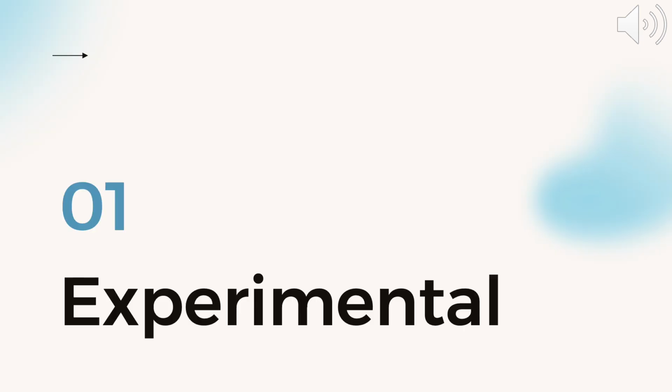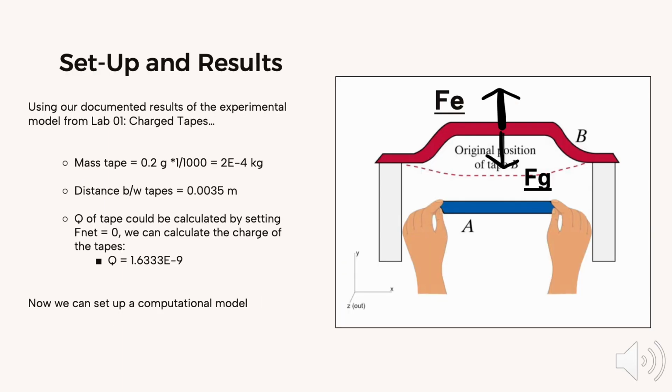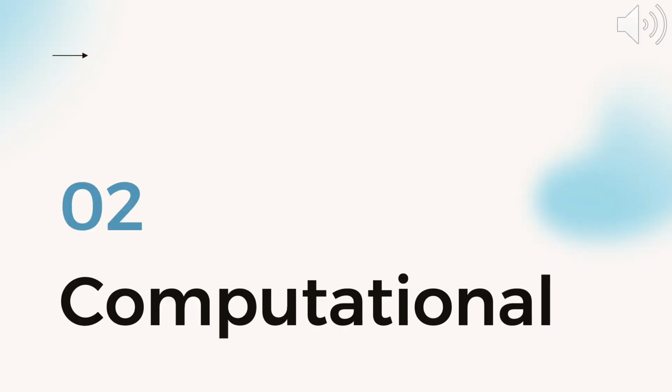First, let's look at our experimental model. Similarly to Lab 1, we set up the tapes as seen in the diagram on the right. Then, we calculate the mass of the tape, we measure the distance between the tapes, and we can use the free body diagram shown on the right to calculate the excess charge needed to float the tapes, which is 1.6 times 10 to the negative 9. Now we can set up a computational model using these numbers.